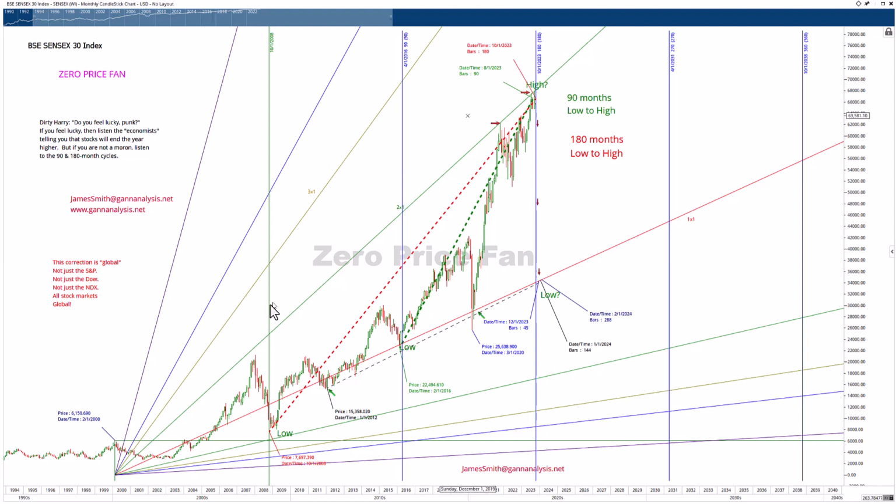When you see a 90-month cycle come due, when you see a 180-month cycle due, and you see resistance at a 2x1 line for the Sensex, you know it's a big event. You know it's time to get out of Dodge. So I hope this is helpful. I hope a lot of you will do the right thing. Safeguard your money. Do not have money in the stock market right now.